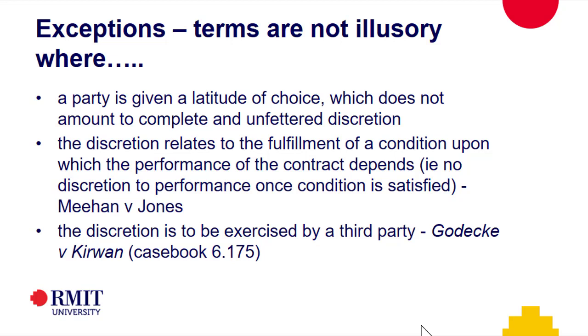So what are the exceptions to this? We learn from the exceptions. If a party is given a latitude of choice which doesn't amount to complete and unfettered discretion. So your argument just a moment ago would fit within that. It's like, okay, you can pay anything between a cent and $100, you can choose, but you must pay something.